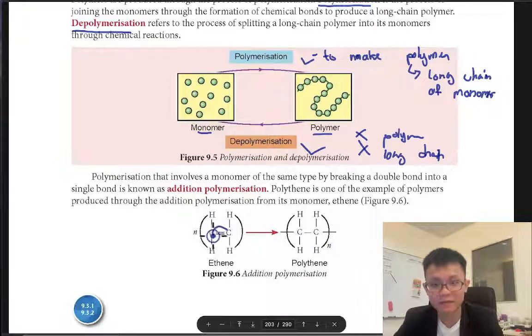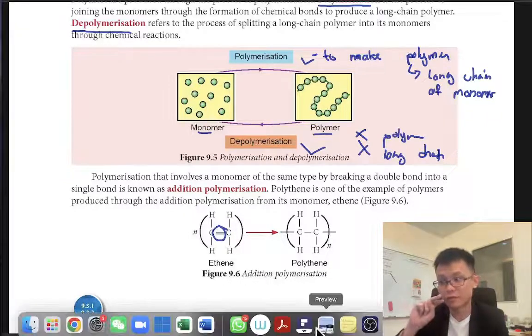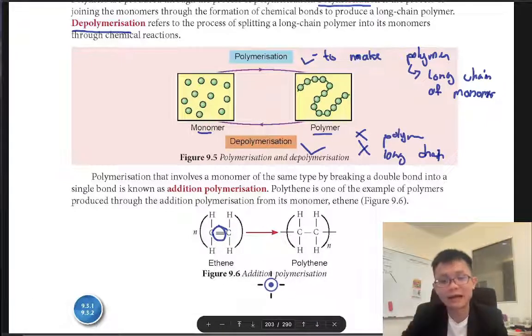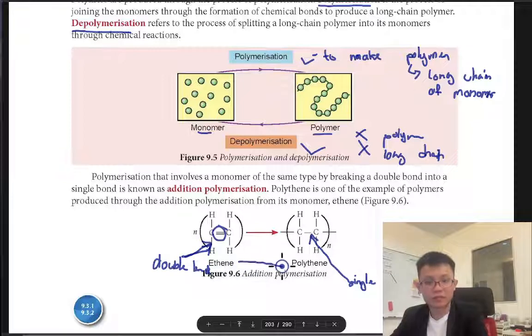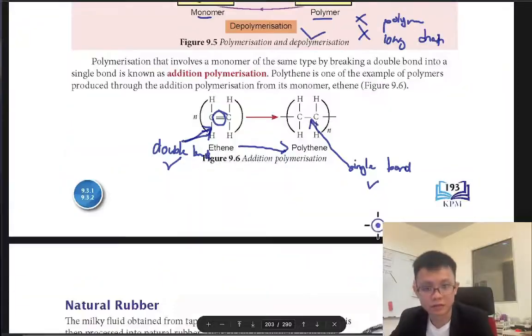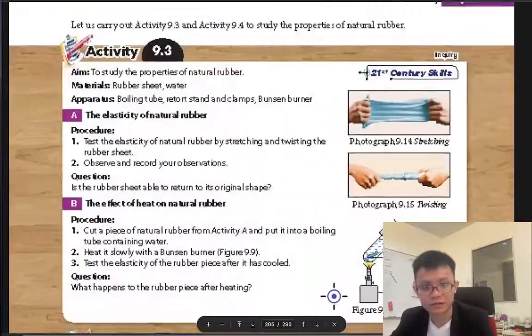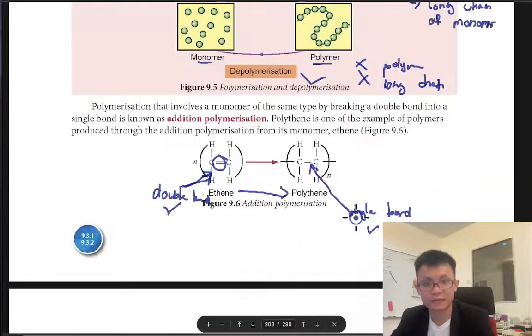You see this one double bond? Double bond means it got two bonds. If you don't understand, never mind lah. But you just remember, let's say the question asks you, you just write these two lines are the double bond. This is the single bond. So for ethene to polyethylene, you want to make the double bond become the single bond. I see here got picture or not? No picture. So of course when you make it the single bond it is better.